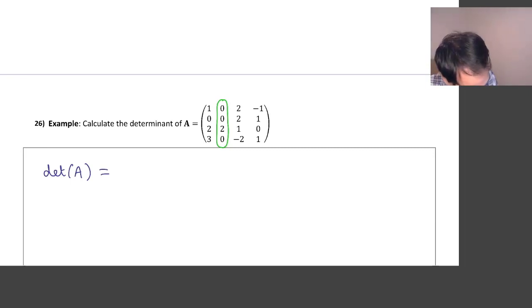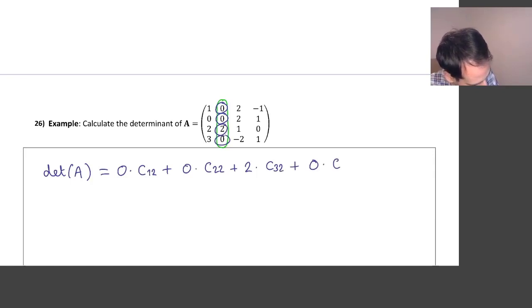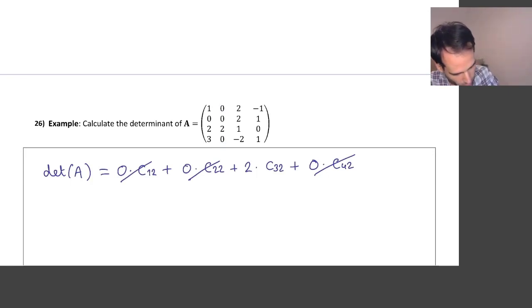So it's going to be equal to 0 times the cofactor that goes here, which would be C12, plus 0 times the cofactor that goes here, which is going to be C22, plus 2 times the cofactor that goes here, which is C32, plus 0 times the cofactor that goes here, which is C42. So all these three terms, we won't have to calculate those cofactors because we are multiplying them by 0. We only need to calculate the cofactor 32.